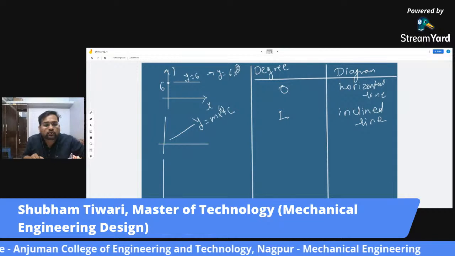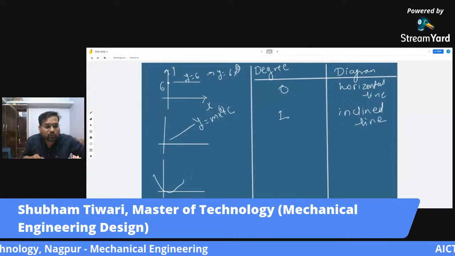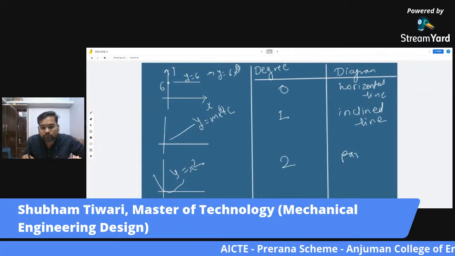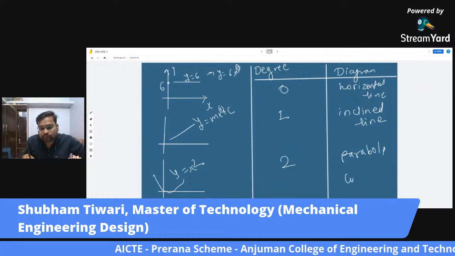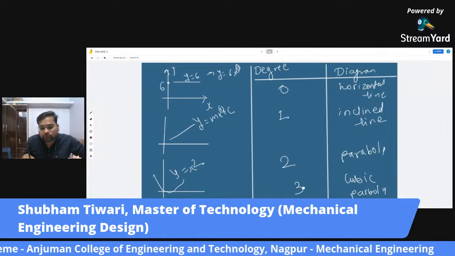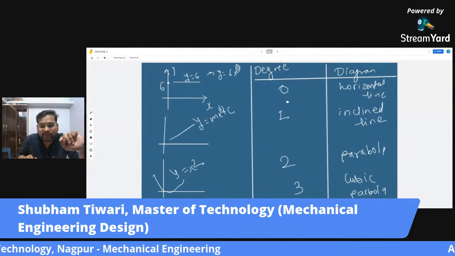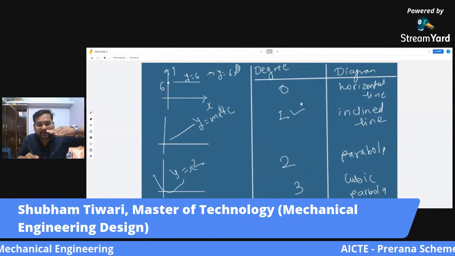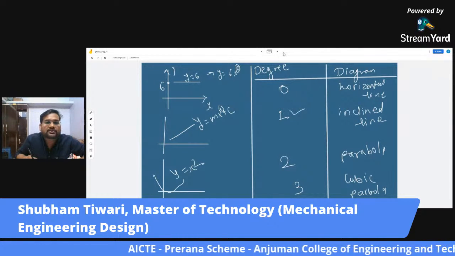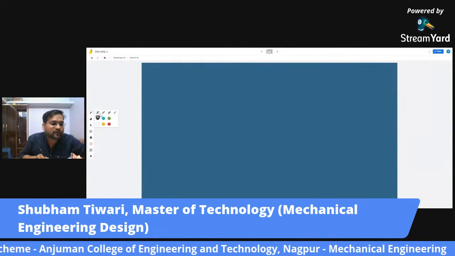Now we have a parabola, y is equal to x square. So its degree will be 2. For cubic parabola, the degree is 3. So this is how degree will work. If let's say degree of SFD is 0, then for BMD the degree will be 1. That means if the SFD is a horizontal line, then BMD will be an inclined line. So just remember these points. Now I will take an example directly to demonstrate these things.